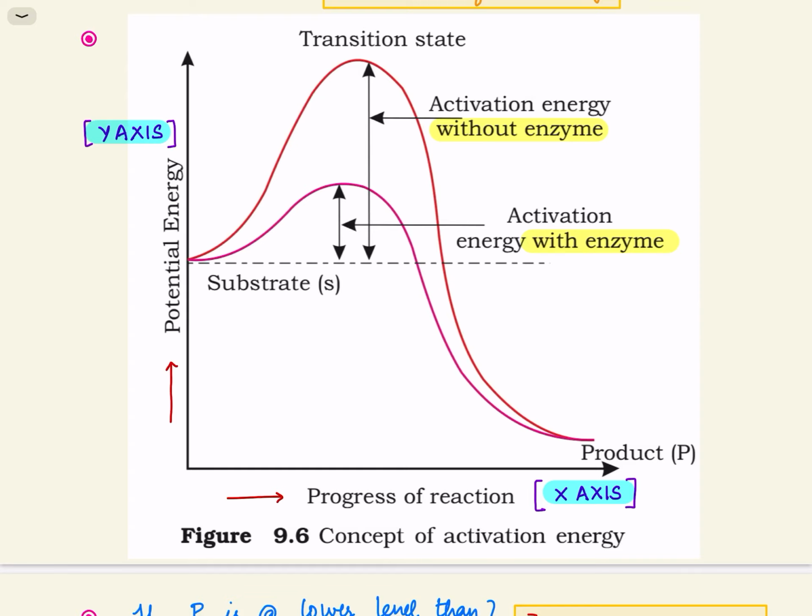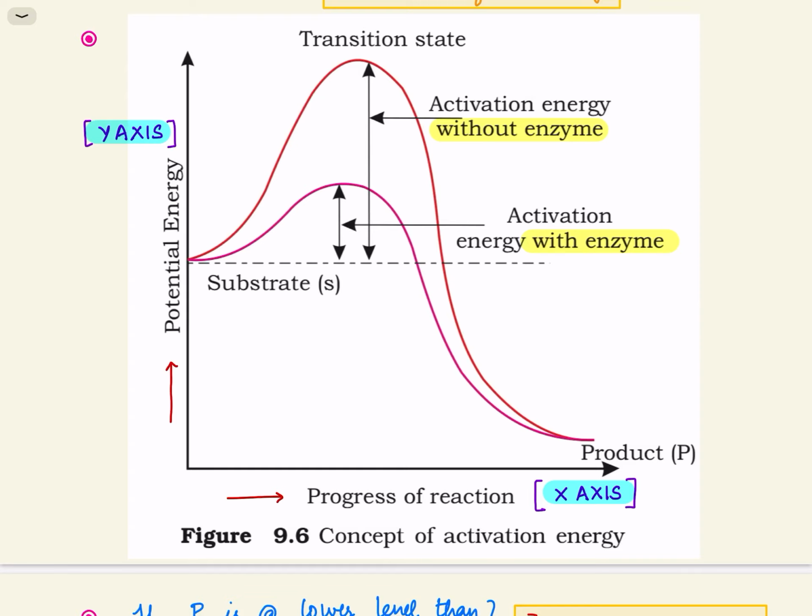Here you can see the substrate is getting converted into the product. The substrate is at a higher energy level and the product is at a lower energy level. This is what you can see from the graph. But you can see that there is a transition state. What is this transition state? Transition state is nothing but your enzyme substrate complex, like I just now explained.